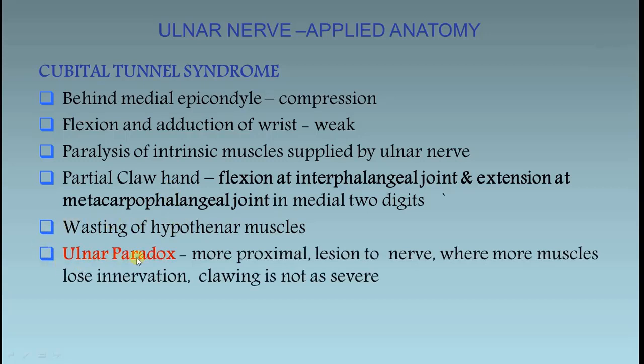What is ulnar paradox? The ulnar paradox states that the higher the lesion, the less pronounced will be the claw hand. Okay, so that is ulnar paradox. For example, if the ulnar nerve is damaged near the wrist, you get a more pronounced claw hand. If the ulnar nerve is damaged high above, somewhere at the elbow, then the claw hand will not be that pronounced or conspicuous.